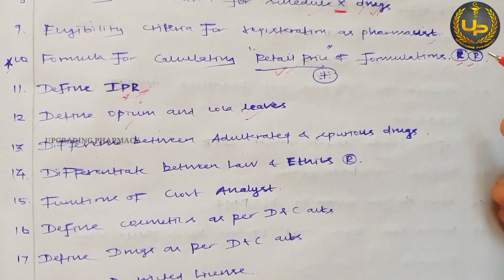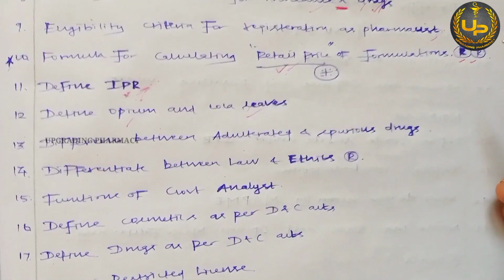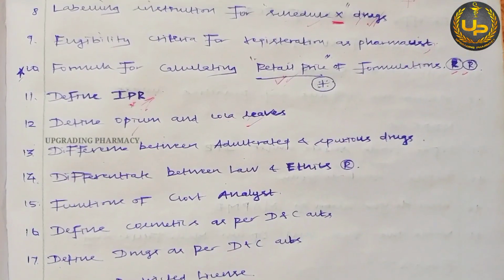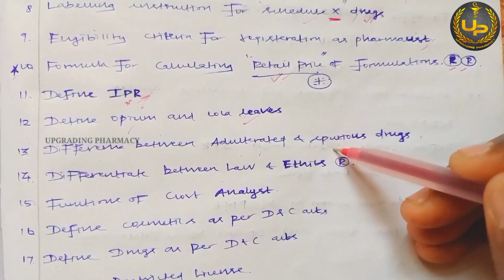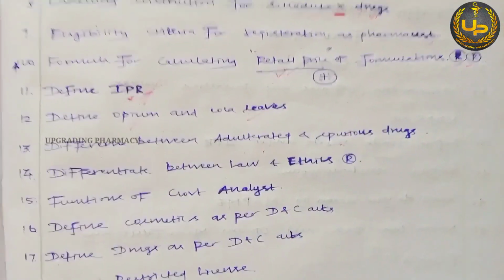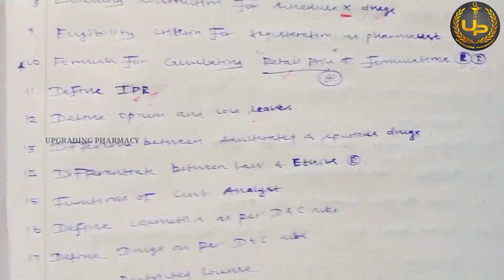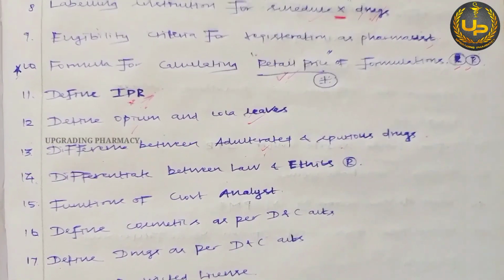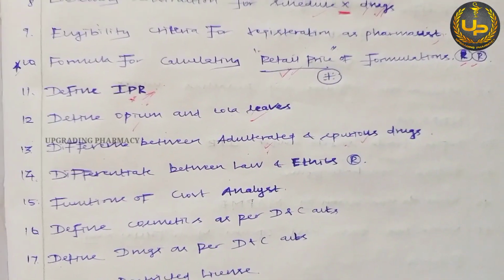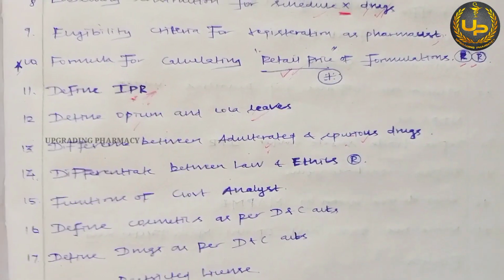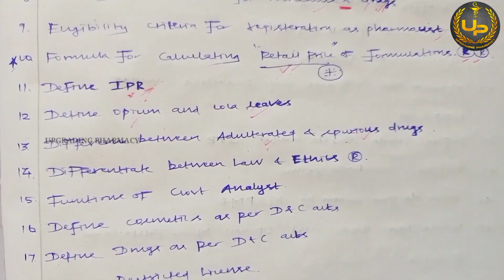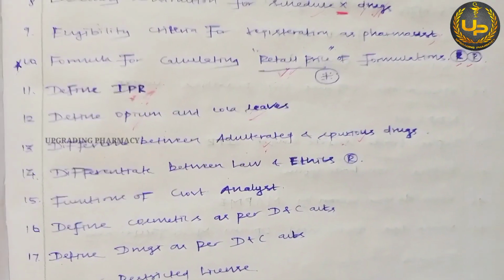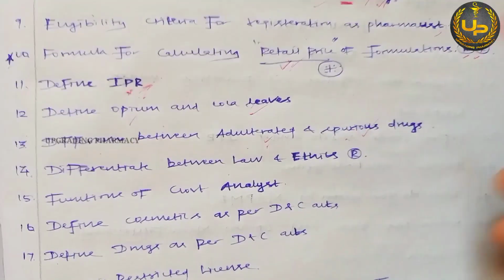Okay, so next, 13th question, difference between adulterated and spurious drugs. We first discuss what adulterated drugs and spurious drugs are, and what the difference is between both classes. Adulterated means the original manufactured drug is adulterated with some other product. Spurious means it is produced illegally. These drugs are produced under other names or by a factory that does not exist. So this is a spurious drug. So these are the differences.